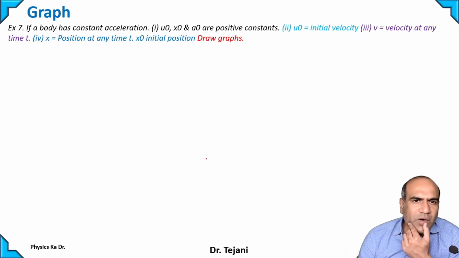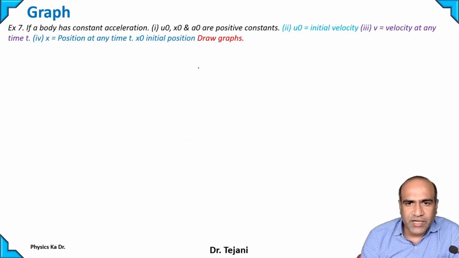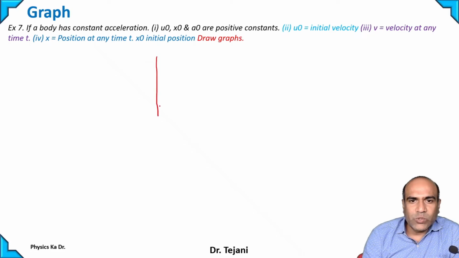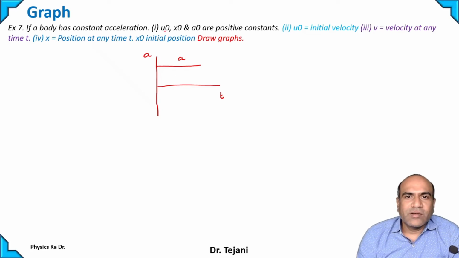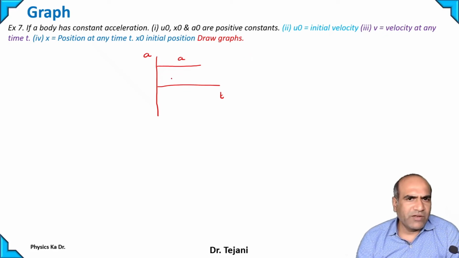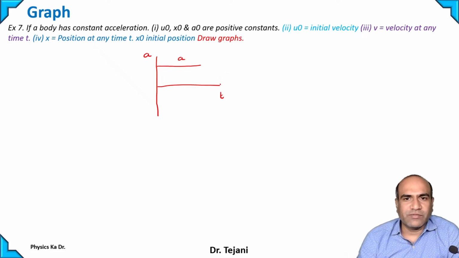Example number 7, a body has constant acceleration. So it is mentioned here. Let's first draw acceleration versus time. So the body has constant acceleration. This is the acceleration. It is constant. One condition is given: u0, x0 and a0 are positive. Means x0 is positive, u0 is positive, a0 is positive. Right? All are positive. And we need to draw the position graph as well as the velocity graph.